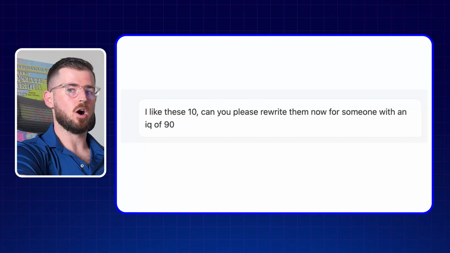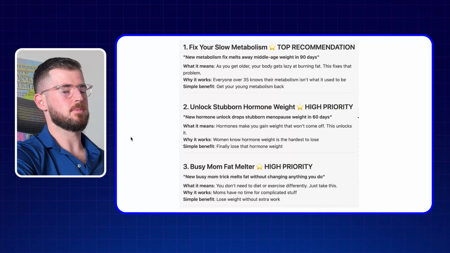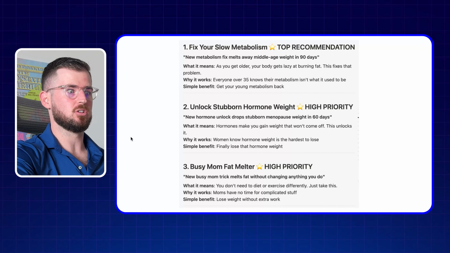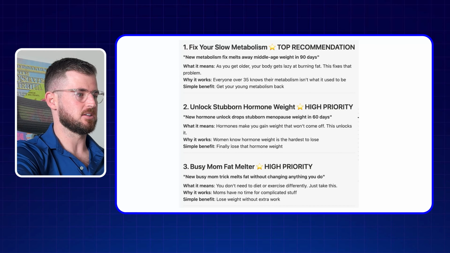So here: "New metabolism fix melts away middle-aged weight in 90 days." "New hormone unlock, drop stubborn menopause weight in 60 days." "New busy mom trick melts fat without changing anything you do." I really like this one and this one. I don't care for "busy mom trick," just because I haven't seen that word used before. So I'd probably do a little research manually to see how busy moms talk about themselves. But I really like this one: "Metabolism fix melts away middle-aged weight in 90 days." We're basically just hiding that new mechanism there.